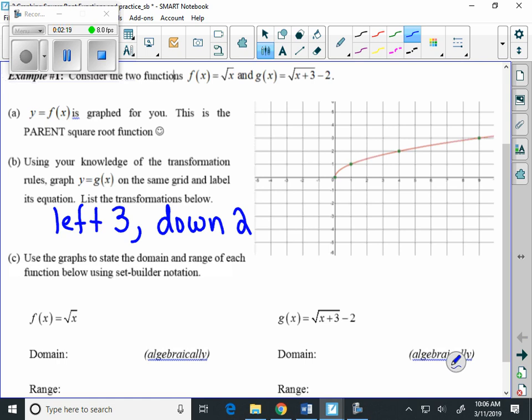We're going to take all of our points on this function and move them left 3 and down 2. So (0, 0) is going to move left 3, down 2, and it's going to become (-3, -2). (1, 1) is going to move left 3, down 2, and become (-2, -1). (4, 2) is going to move left 3, down 2, and become (1, 0). And (9, 3) is going to move left 3, down 2. It's going to become (6, 1). And here's our g of x function there.